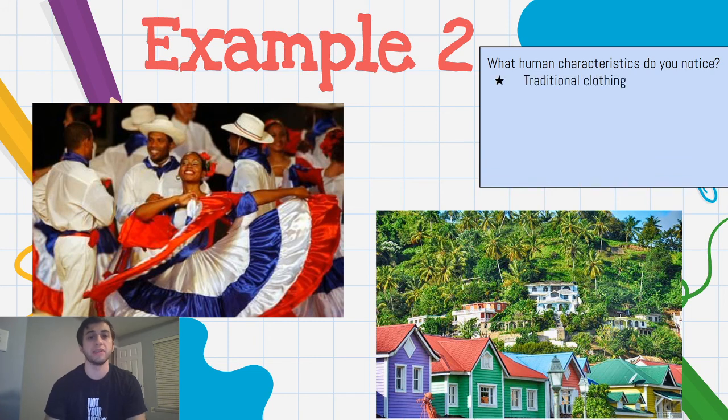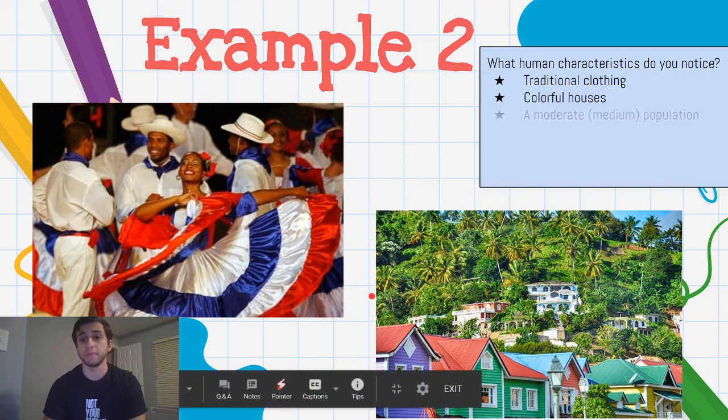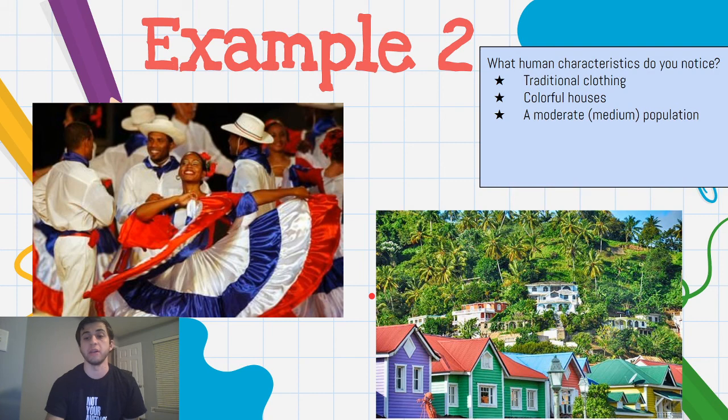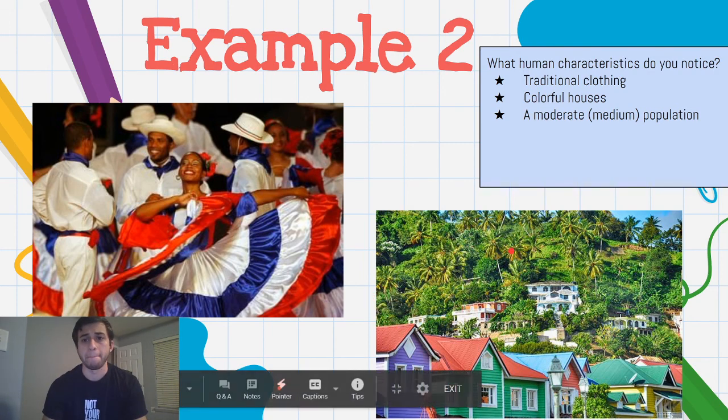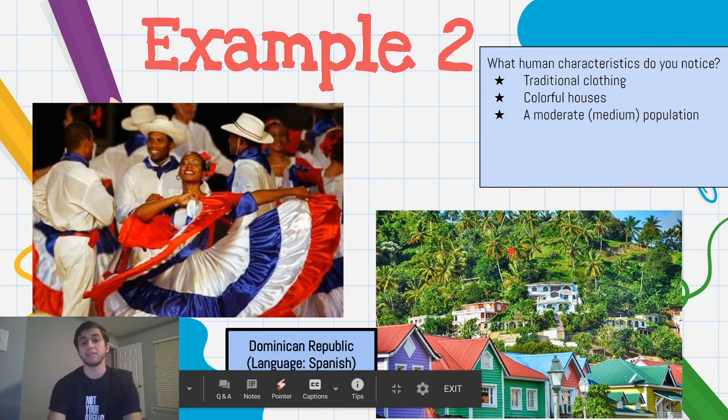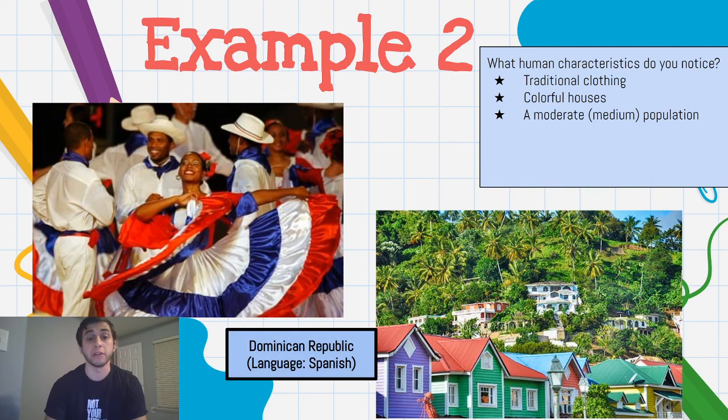This place has some traditional clothing. It has colorful houses and probably a medium population because the houses are close together, but they're not the huge skyscrapers that we saw in New York. And lastly, this place is the Dominican Republic. So I know that the language is Spanish there.